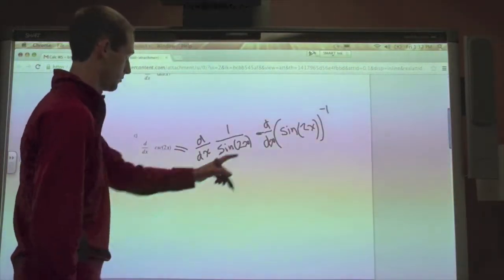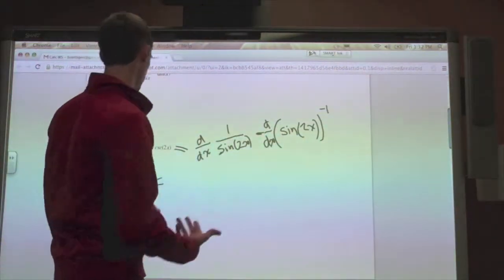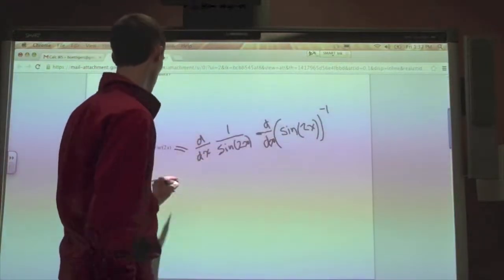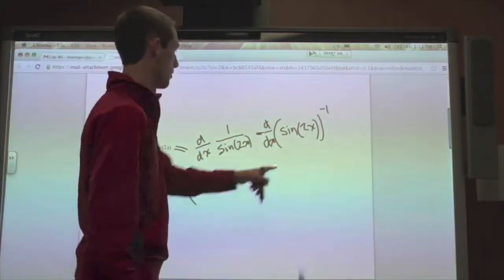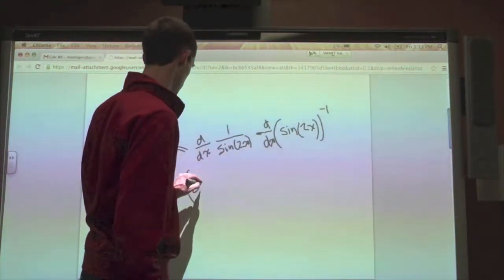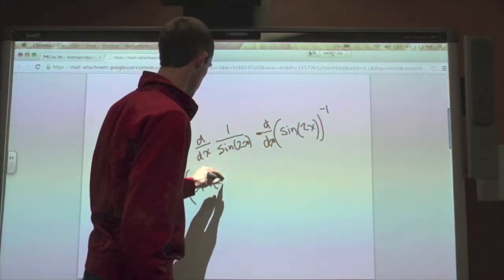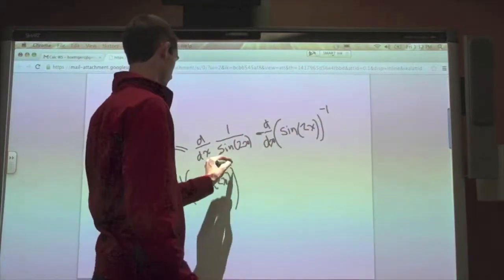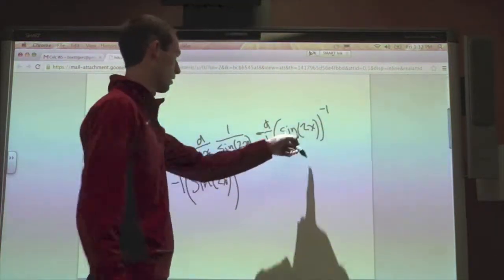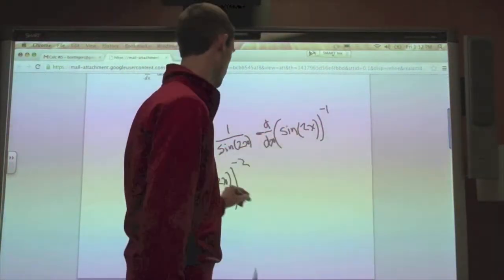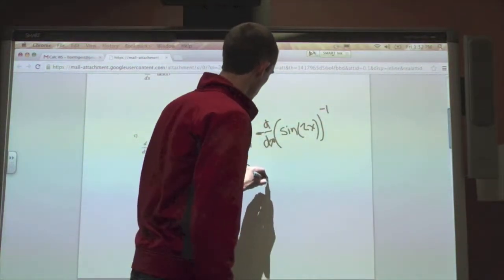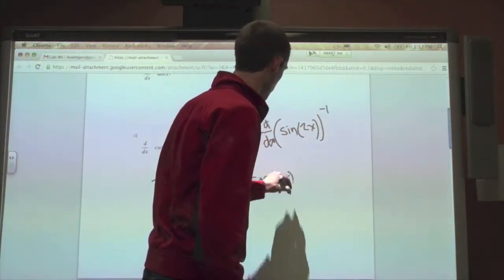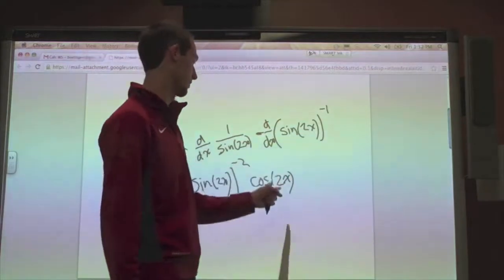Next thing you're going to want to do is take the derivative of the outside, since it's a chain rule, so this negative 1 will move here, so we get a negative 1. Keep this stuff inside, as it should be. So sine of 2x. Negative 1 minus 1 is negative 2. And then we'll take the derivative of the inside, so the derivative of sine of 2x is cosine of 2x. Remember to keep it 2x, so you leave the stuff inside alone.